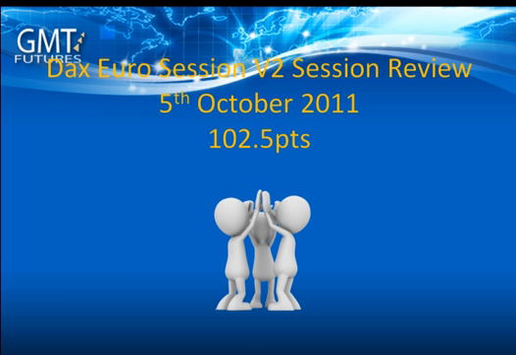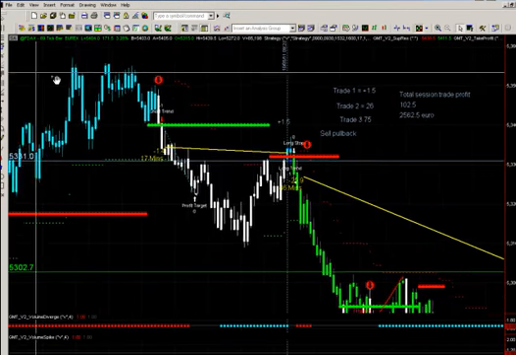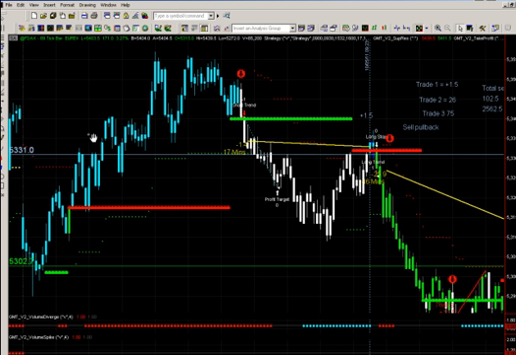Fairly strong day on the markets because we've had a nice little rally there. The DAX at the moment is up 171.5 points, so it's been a good run. Now let's have a look at how the V2 has travelled.